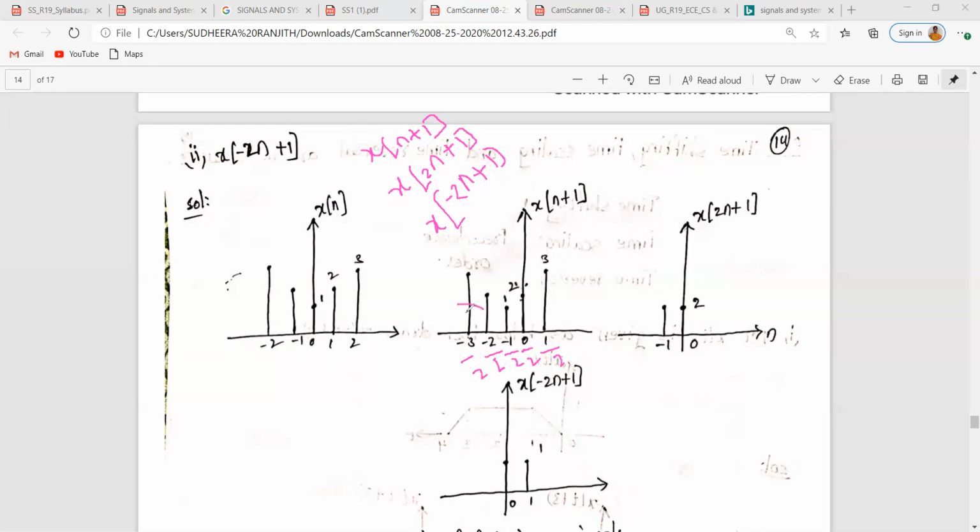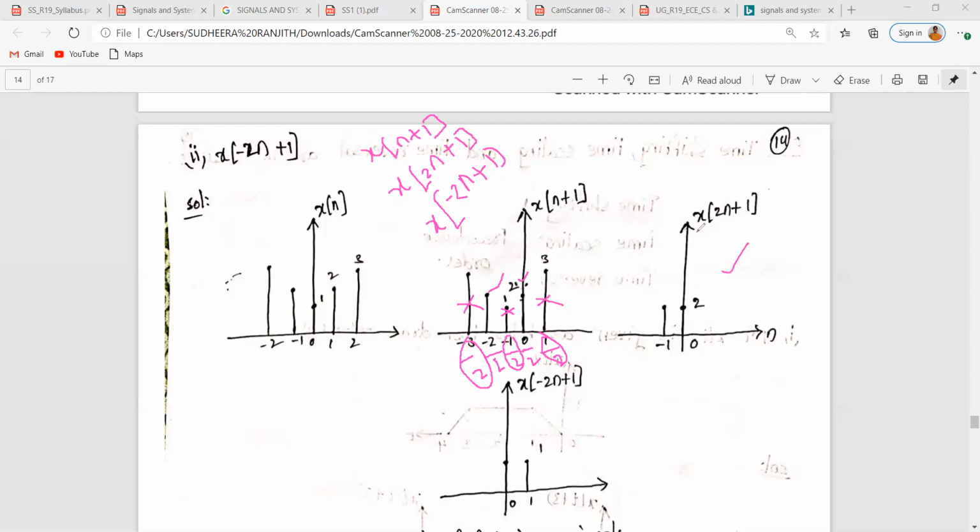So this will be mapped to a non-integer value. This will be mapped to a non-integer value. So we won't get these three samples in the resultant signal because they are going to be mapped to plus half, minus half, and minus 1.5. Since those three are non-integer values, we can't get these three samples in the resultant signal. The resultant signal only consists of two samples at n equal to 0 and minus 1, and this is how the resultant signal looks like.